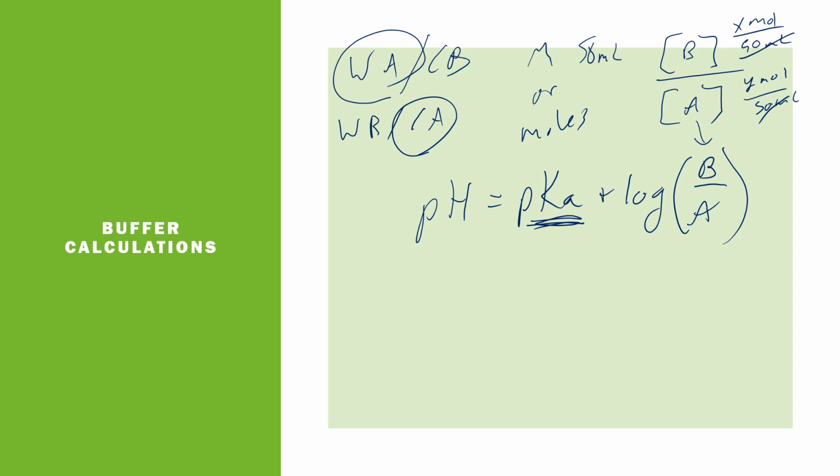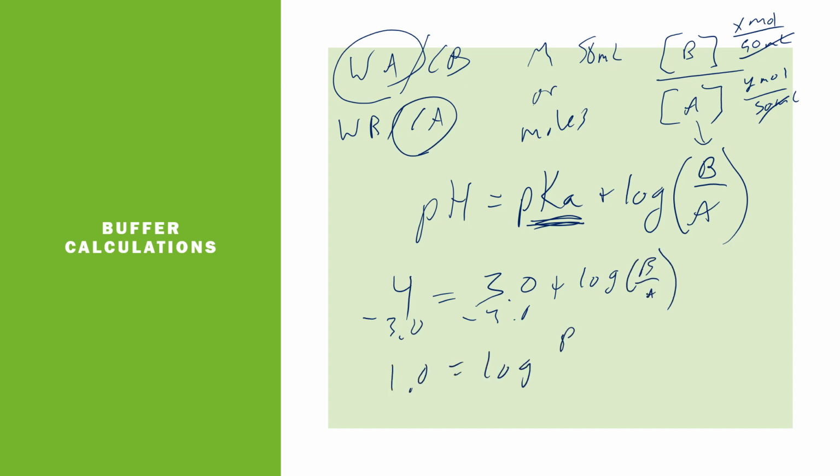Now, occasionally they'll ask you to find the pKa, or they'll ask you to find the ratio. So you just have to solve for whichever part that you're missing. If they do ask you to find the ratio, so let's say the pH is 4, and our pKa is 3, just to make some easy numbers. Well, my pH is more than my pKa, so I know that I'm going to have more base than acid. But to solve for that, you need to subtract the pKa over first. So you'll have 1 equals the log of base over acid.